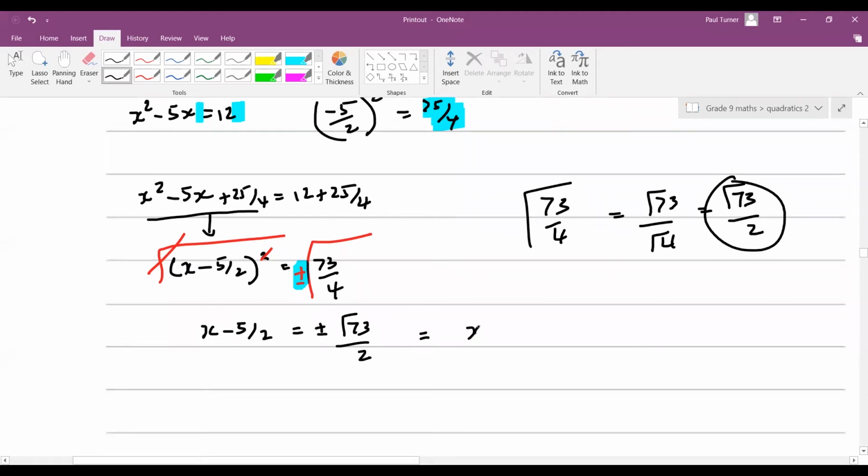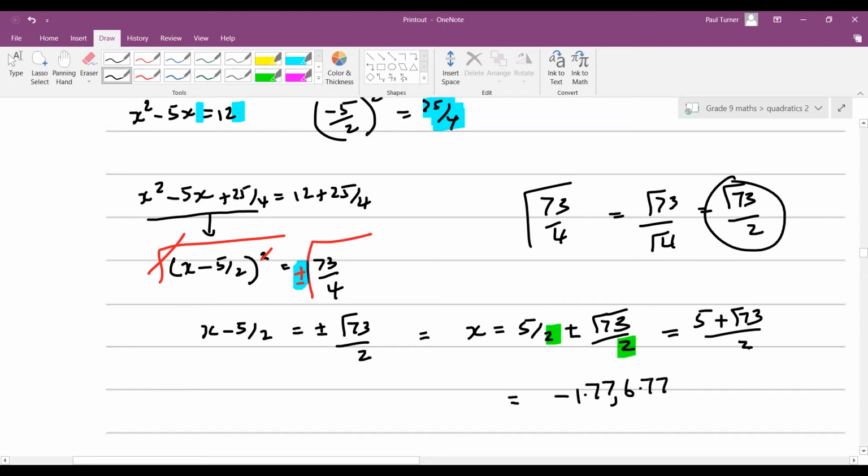So then x is 5 on 2 plus or minus root 73 on 2. And now you have a common denominator, don't you? And then you can combine that. So 5 plus root 73 all on 2. And when you make your decimal, yeah, minus 1.77, comma, 6.77. So that's how you got your answer, right?